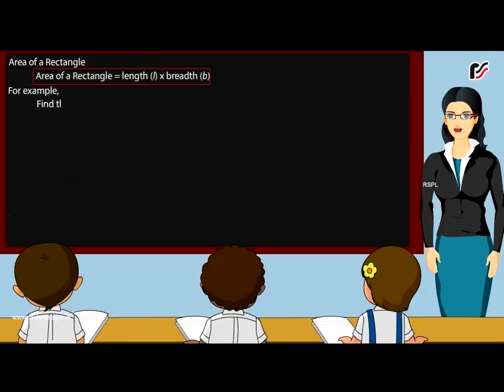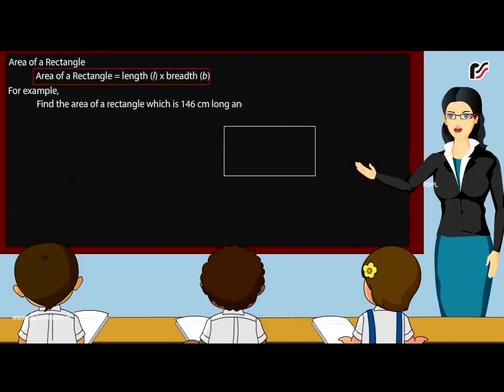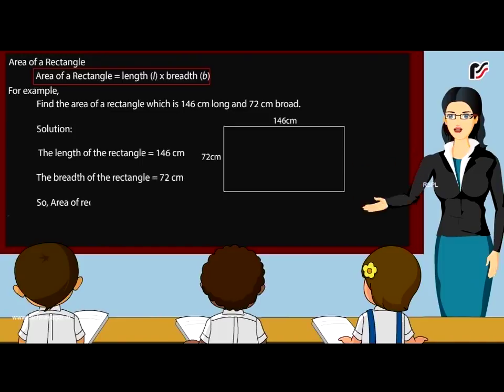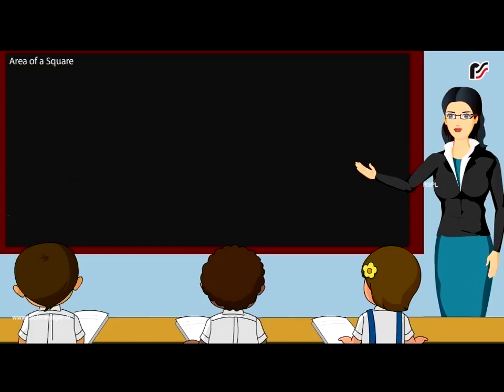For example, find the area of a rectangle which is 146 centimeter long and 72 centimeter broad. The length of the rectangle is equal to 146 centimeter. The breadth of the rectangle is 72 centimeter. So, area of a rectangle is equal to length into breadth is equal to 146 into 72 is equal to 10,512 square centimeter.